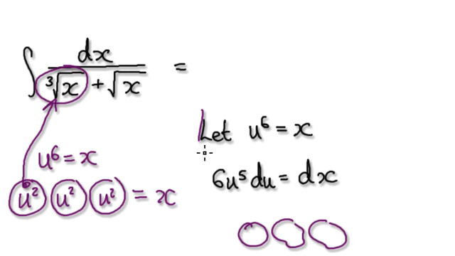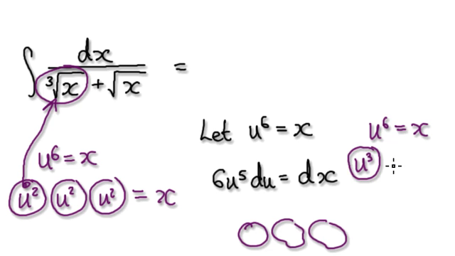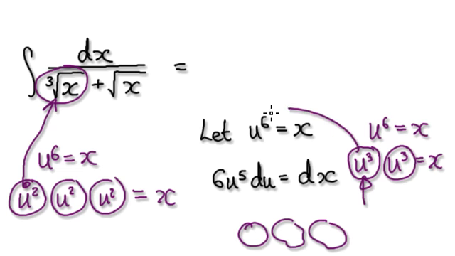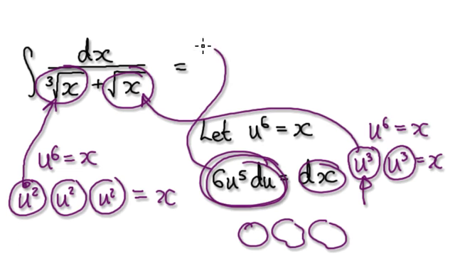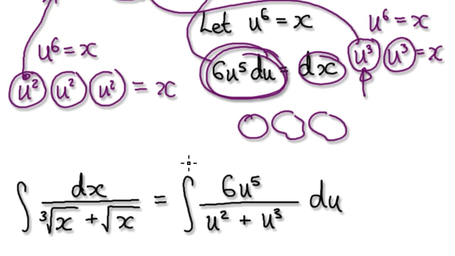Okay, and then looking at the square root, you can visualize it as u to the power of 3 times u to the power of 3 equals x. So the square root of x is really u to the power of 3. So we can put u to the power of 3 into here. Okay, and then dx equals this. So we can put this into here. So that will then take us to here.